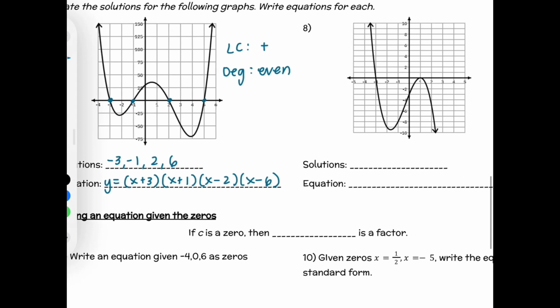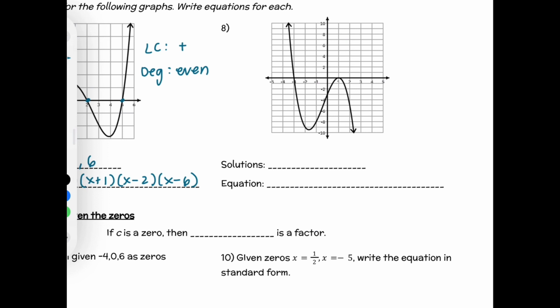All right, and then I want you to try number 8 on your own. Don't forget that when you have a bounce like this, that means you're going to have an exponent of 2. So I'm going to go ahead and set it up like that so you know what to look for. And the leading coefficient on this one, since the right end goes down, is going to be negative, so don't forget about your negative. So write your factors, write your solutions on your own, and then just make sure you use this framing.